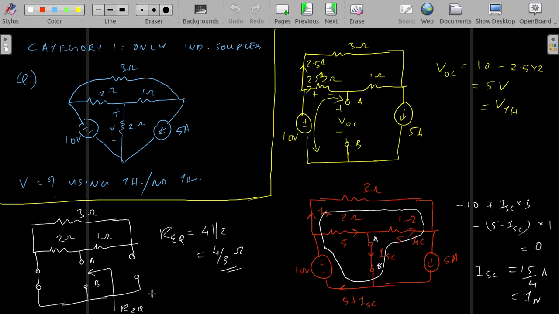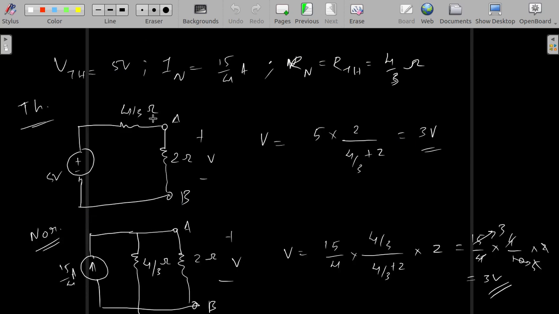See, this is the part where all the change comes, right? Equivalent resistance. Since this is a category 1 where only independent sources are there, we can directly suppress the sources and find the equivalent resistance across the terminal, and we got the value. Then using the values, we represent the Thevenin equivalent circuit and Norton equivalent circuit. From there we calculate the required value, and it checks out.